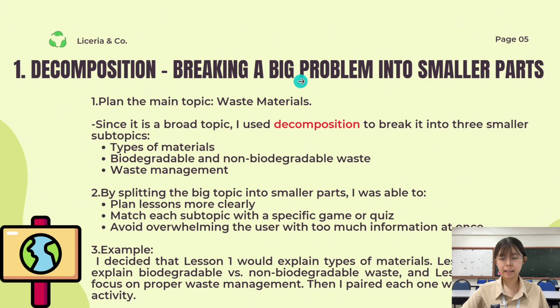So the first thing that I did was plan a main topic, which is waste material. Since it is a big topic, I used decomposition to break it into 3 smaller parts. Part number 1 is types of material, part number 2 is biodegradable and non-biodegradable, and number 3 is waste management. By splitting the big topic into smaller parts, I was able to plan the lesson more clearly, match each subtopic with a specific game or quiz, and also avoid overwhelming the user with too much information at once.